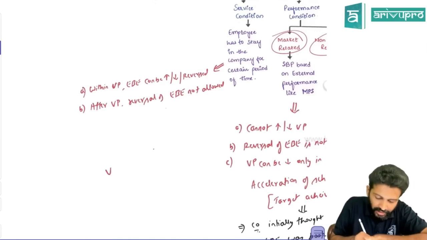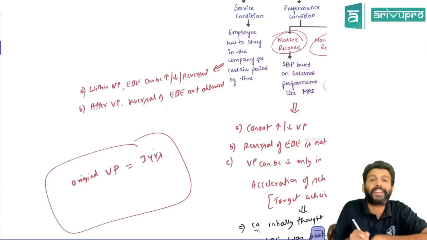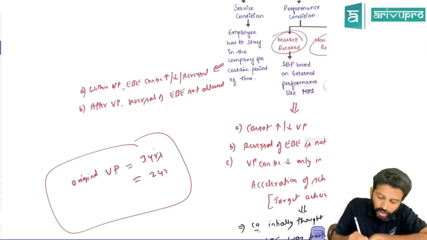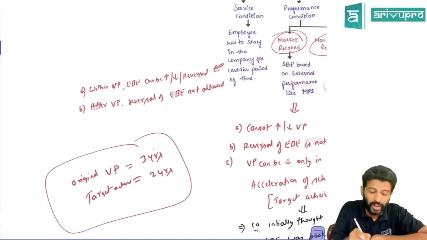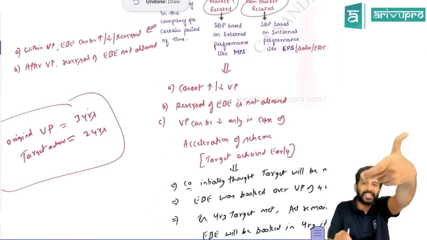In my example, what was the original vesting period? Originally, when the shares were issued, the company thought that the target would get achieved in 3 years. But look, sir, in 2 years only the target was achieved. At the end of the second year only, the target got achieved. Now, in this case, we call it acceleration of scheme. Acceleration of scheme means achieving the target sooner.